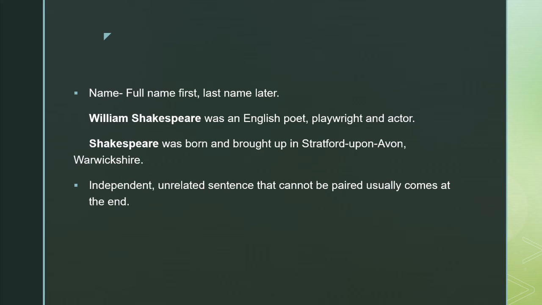Or if you see any independent, unrelated sentences, anything that cannot be paired with any of the sentences that you are given, then usually it comes at the end. So if you see any sentence that does not even relate to what the rest of the sentences are implying, then obviously the independent sentence will come last.